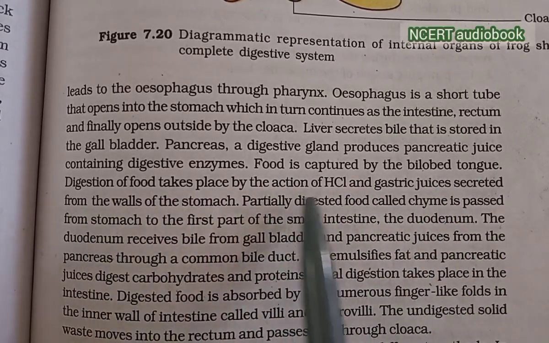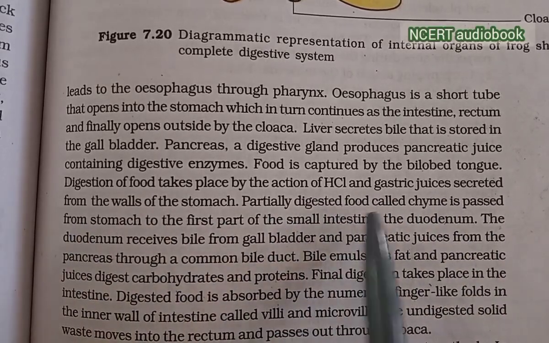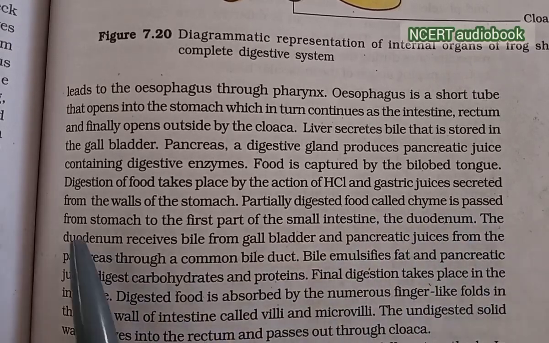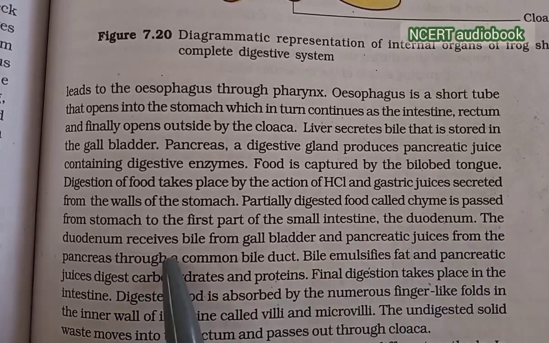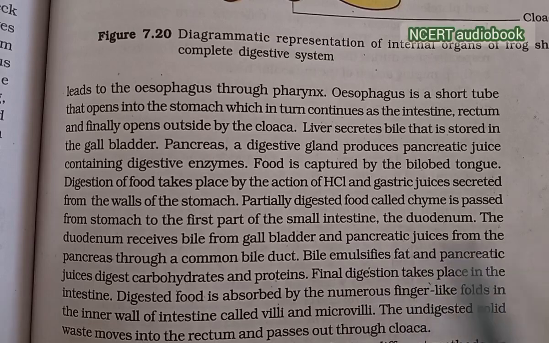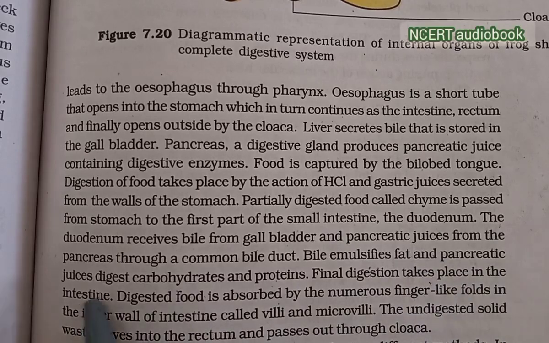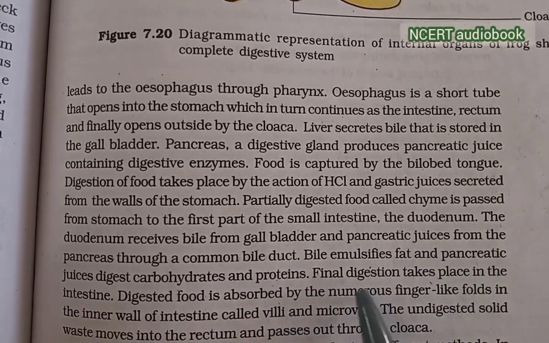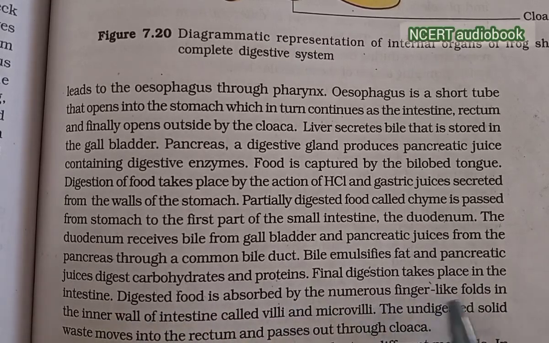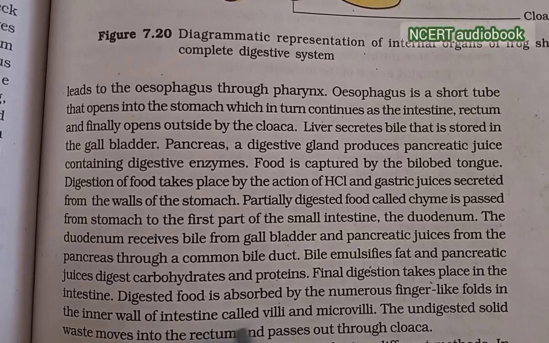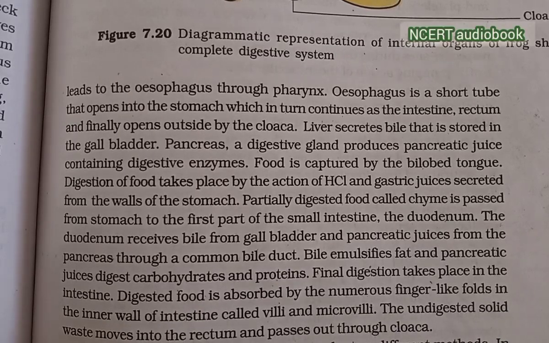Digestion of food takes place by the action of HCl and gastric juices secreted from the walls of the stomach. Partially digested food called chyme is passed from the stomach to the first part of the small intestine. The duodenum receives bile from the gallbladder and pancreatic juice from the pancreas through the common bile duct. Bile emulsifies fat and pancreatic juice digests carbohydrates and proteins. The final digestion takes place in the intestine. Digested food is absorbed by the numerous finger-like folds in the inner wall of the intestine called villi or microvilli. The undigested solid waste moves into the rectum and is passed out through the cloaca.